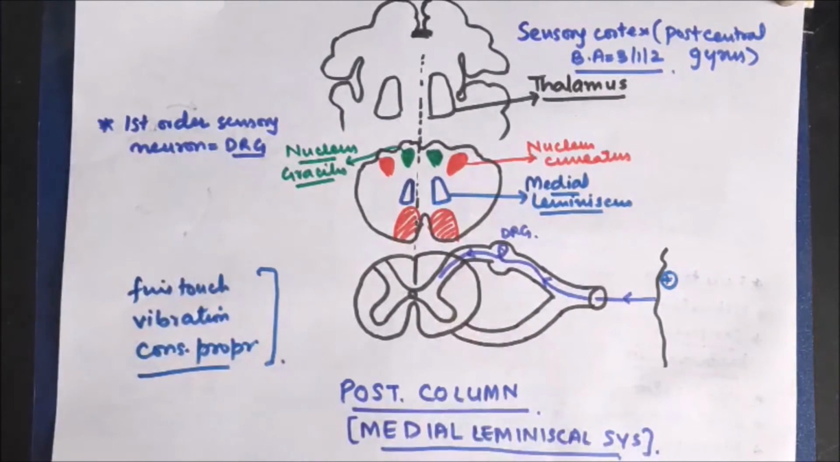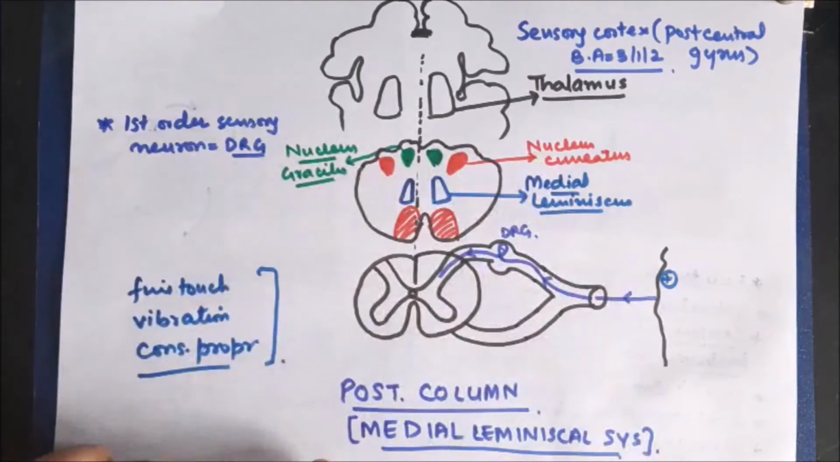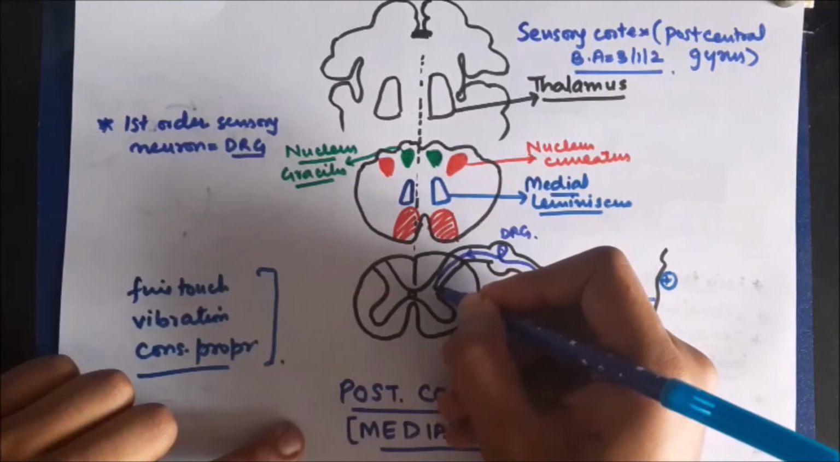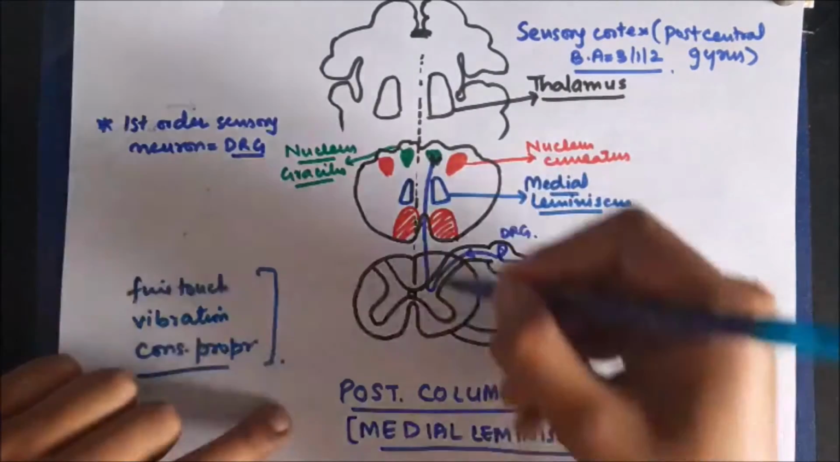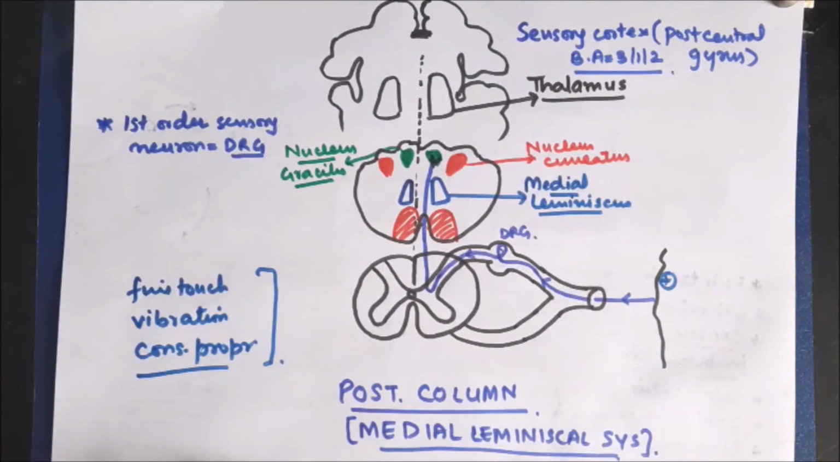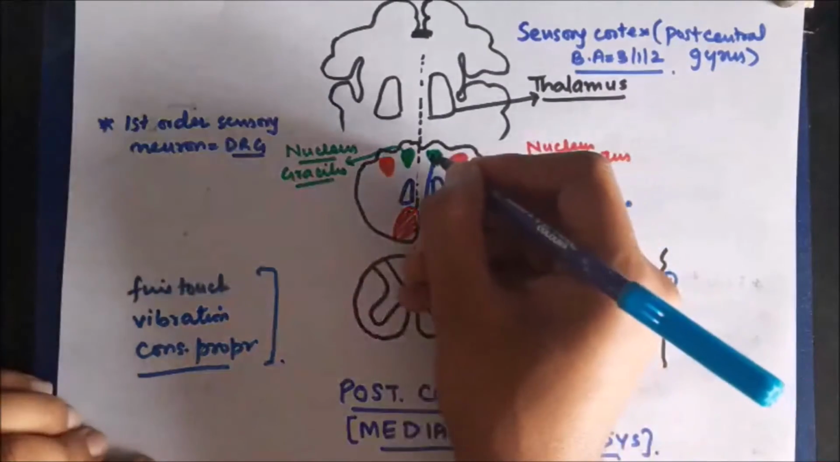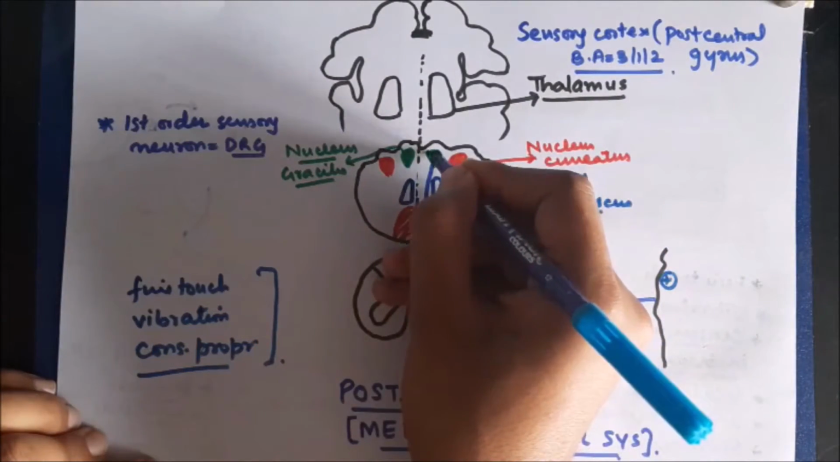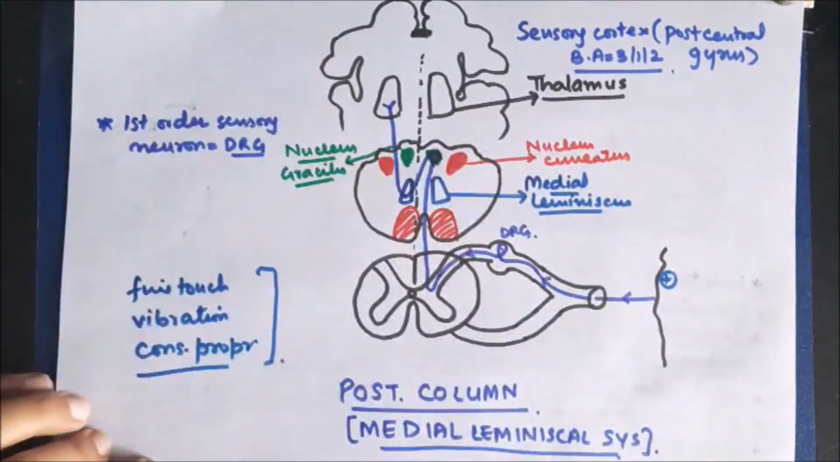Now these fibers do not cross in the spinal cord. Crossing of fibers does not occur in the spinal cord. These fibers directly ascend upwards and reach the medulla, where they synapse in nucleus gracilis and nucleus cuneatus. Now the fibers which come from the upper part of the body mainly go to nucleus cuneatus, and fibers from the lower part of the body go to the nucleus gracilis. So these fibers go to nucleus cuneatus and nucleus gracilis, from where second order sensory neurons arise. And these second order sensory neurons then cross to the opposite side, they cross the midline and pass through the medial lemniscus upward to the thalamus.